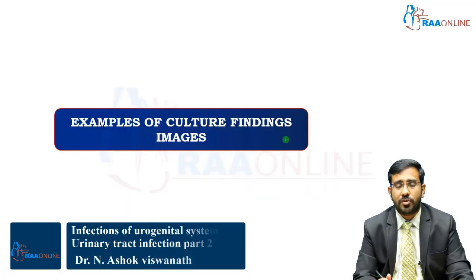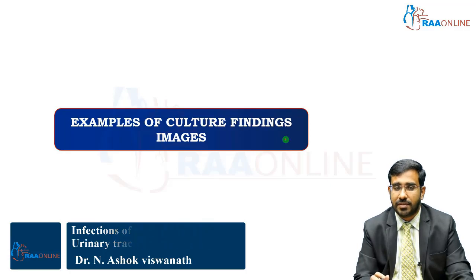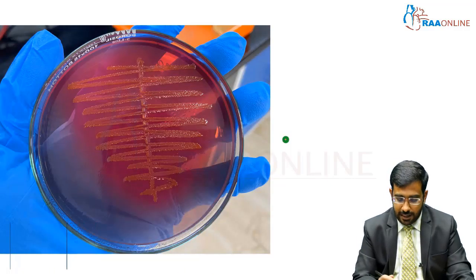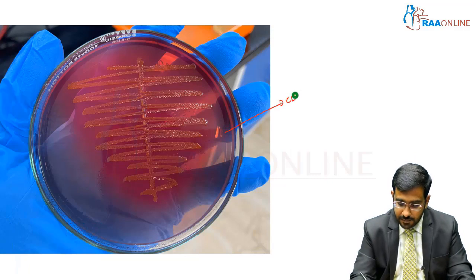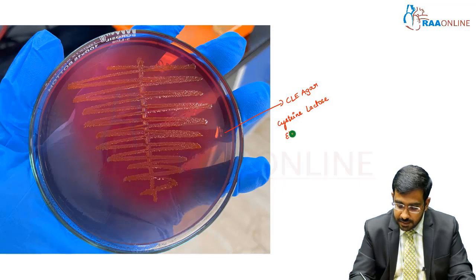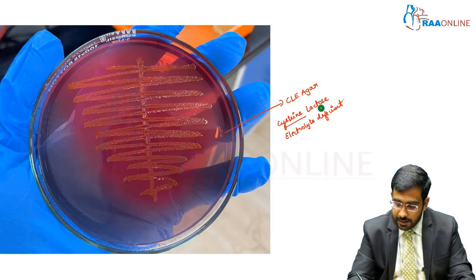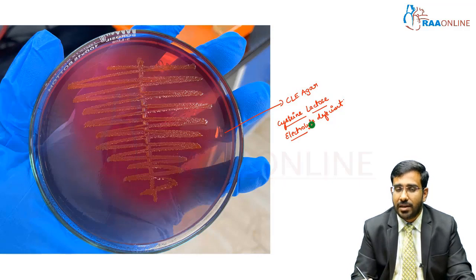So now we are moving to the examples of culture findings. We'll see various images here. Again, it's going to be the CLED agar, which is cysteine, lactose, electrolyte deficient medium. Here there's going to be a deficiency of electrolyte, and there's going to be cysteine and lactose. So here you'll be able to determine whether it's lactose fermenting or non-lactose fermenting.